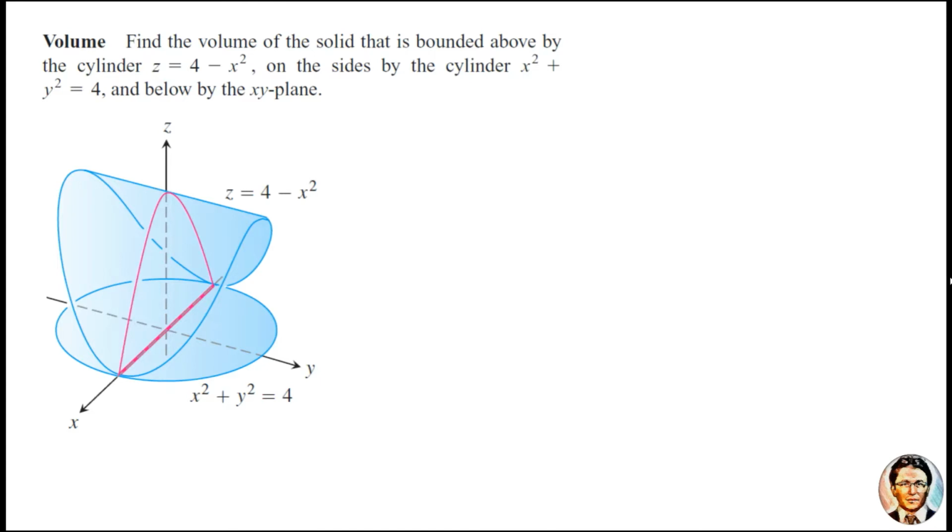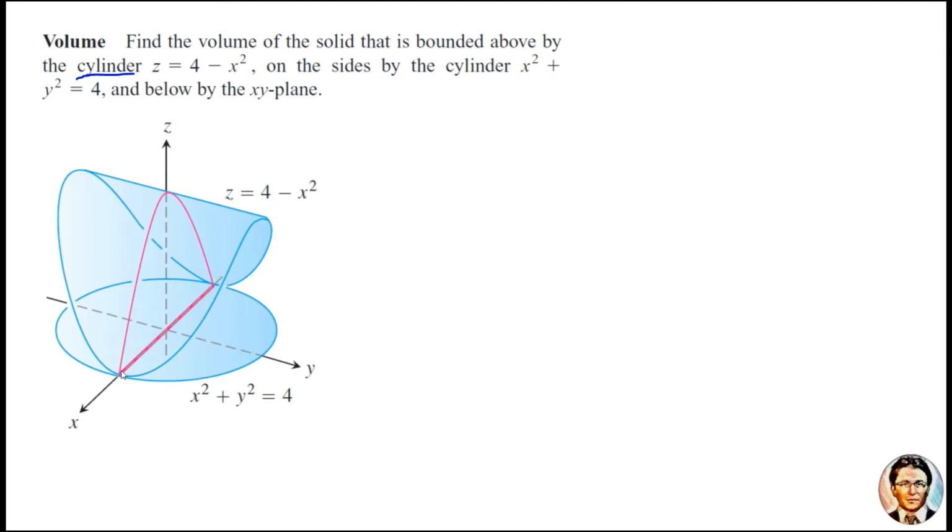Find the volume of the solid that is bounded above by the cylinder. This is not the cylinder in the usual sense. Remember, if you just extend the same curve over some axis, then we call it a cylinder. So this is that type of cylinder: z is equal to 4 minus x squared.